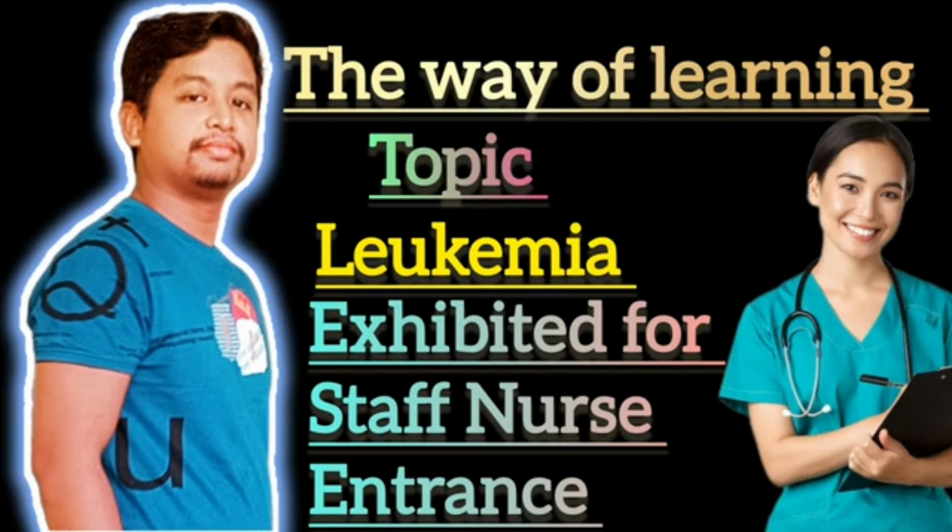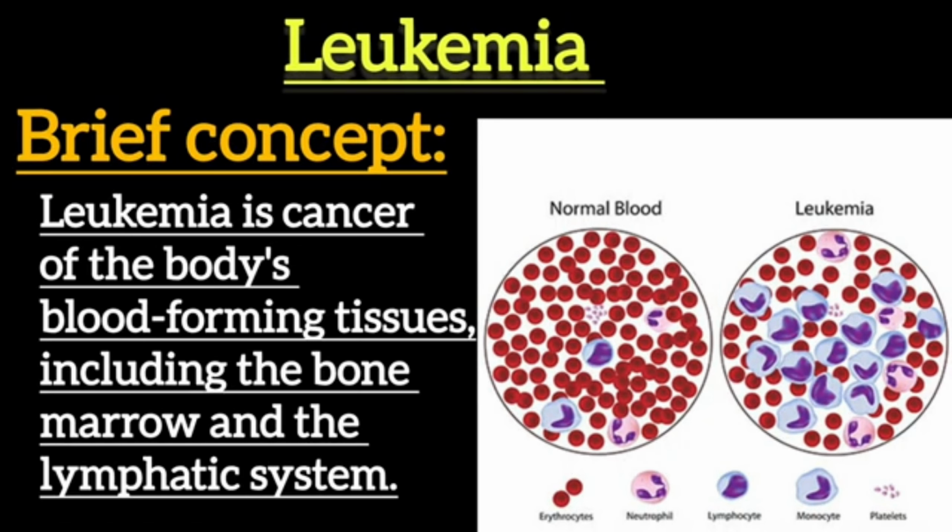The way of learning. Today's topic is leukemia, exhibited for staff nurse interns. Leukemia, brief concept. Leukemia is cancer of the body's blood-forming tissues, including the bone marrow and the lymphatic system.